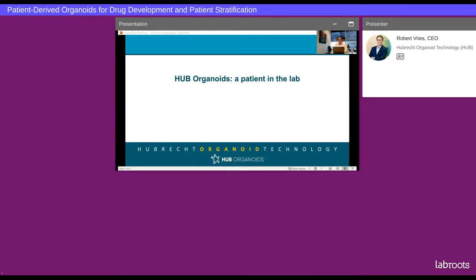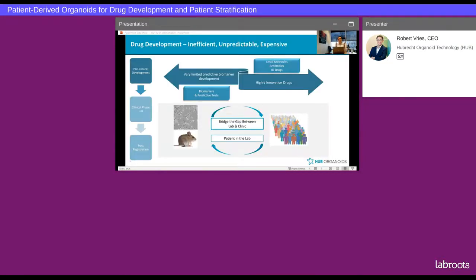I will give you an update on the work that we've done on the organoid technology this last 2 years. Starting with a short introduction. That introduction I usually start with this slide that indicates where we think the organoid technology has its impact, where we think the organoid technology contributes to drug development.